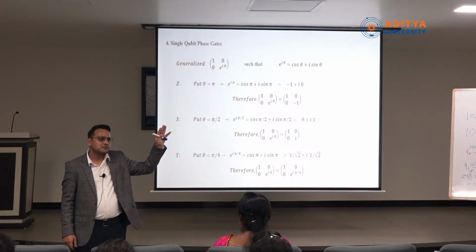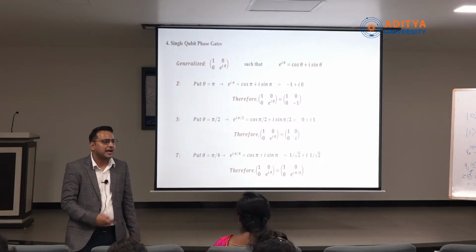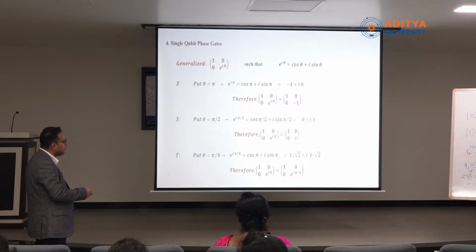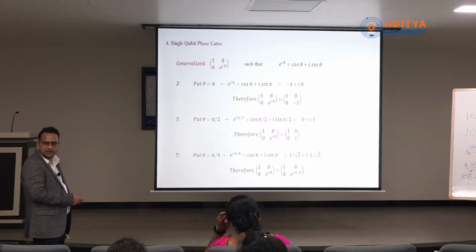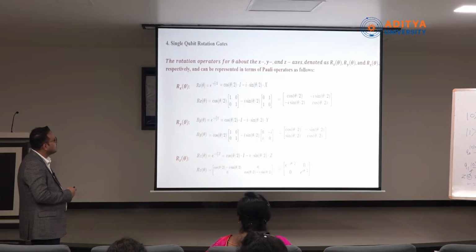S means e raised to the power i pi by 2, which evaluates to i. And the T gate is pi by 4, so you will have e raised to the power i pi by 4. Clear? Okay. Now these are some rotation gates.